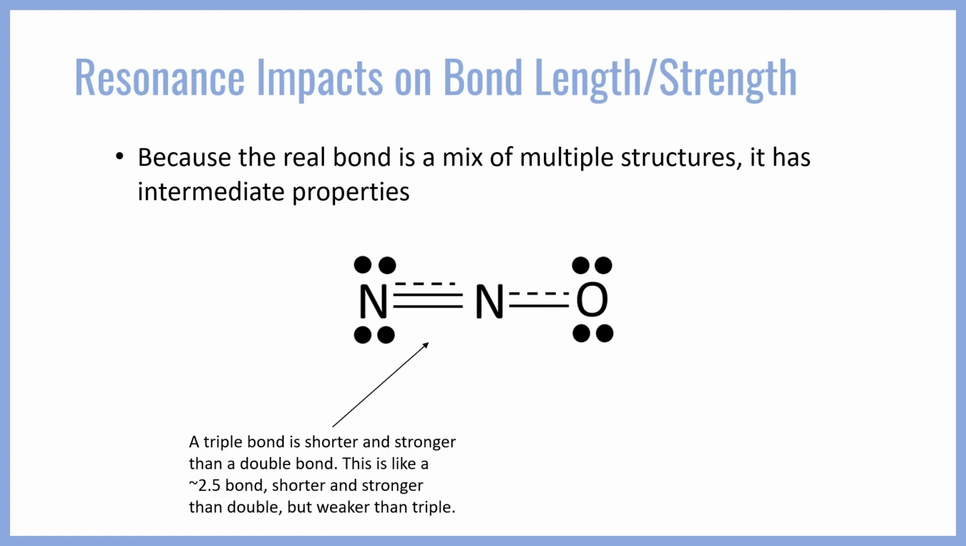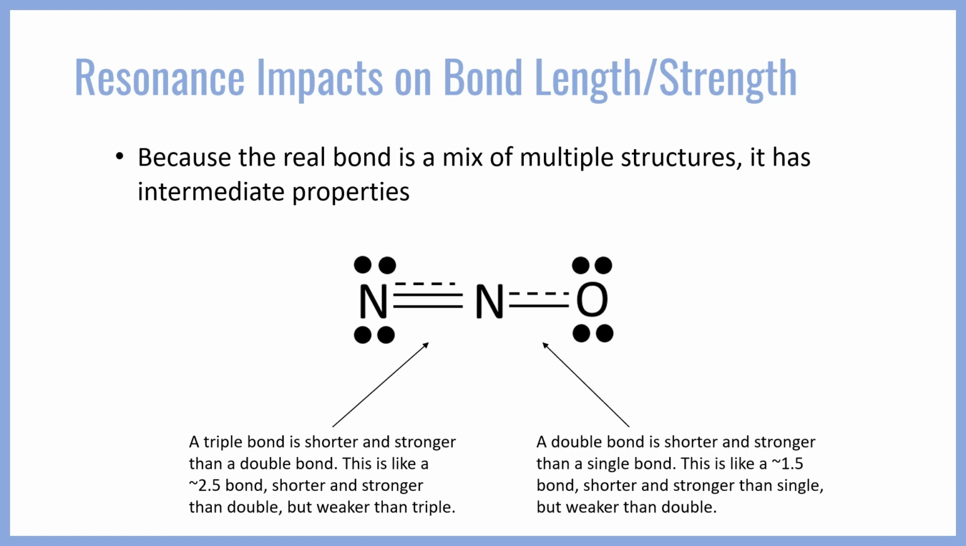So that bond on the left is going to be somewhat weaker than a triple bond, right? A triple bond is shorter and stronger than a double bond. So this bond is going to be a little bit weaker than a triple bond, but stronger than a double bond. Similarly, the bond on the right is going to be somewhat weaker than a double bond. It's only about a 1.5 bond, but it is going to be stronger than a single bond. So we can actually measure these properties and find that indeed the molecule is somewhere in between the 2 discrete resonance structures, the N triple bond, the N double bond, and the NO single and the NO double, right?